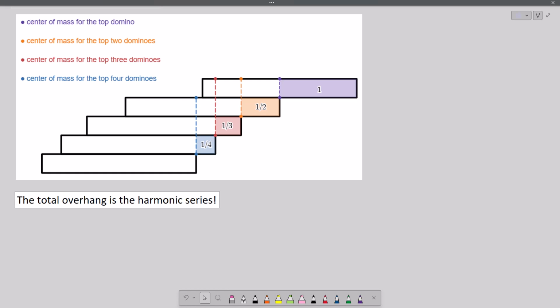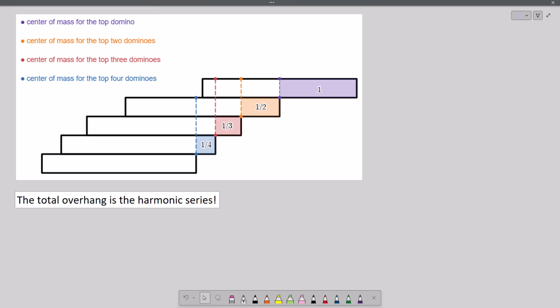So the obvious question is, well, if I can get one domino completely over the bottom domino, can I get two? Can I get three? And the answer is you can get as many as you want. Because what series represents the overhang? It's the harmonic series. And what do we know about the harmonic series? It diverges. So we can have this overhang amount be as much as you can possibly imagine, because that overhang can go out to infinity.